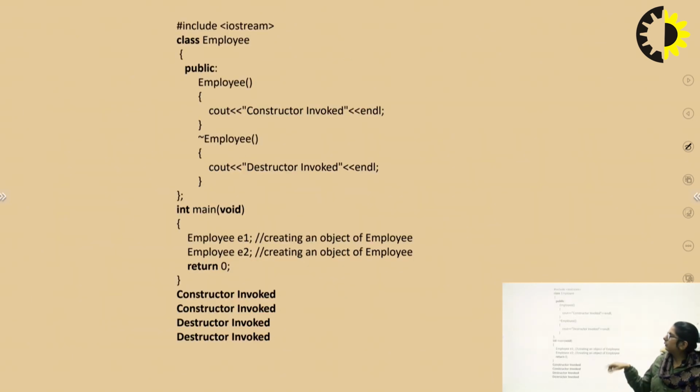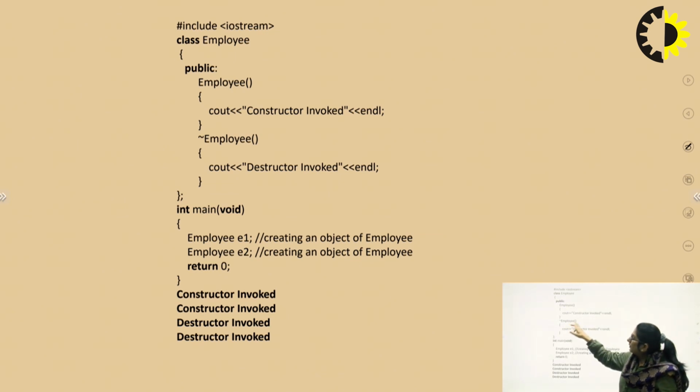Now see a simple code here. A class Employee is here. It has a constructor. It's a constructor because it does not have a tilde symbol here, right? It has the same name as that of the class. So it means it's a default constructor. We are not passing any parameter here. It is just used to display a message that a constructor is invoked.